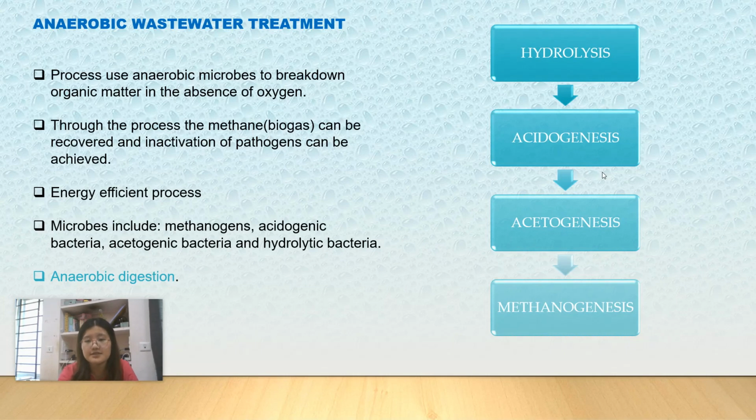In the third step, which is acetogenesis, the volatile fatty acids and alcohols are oxidized into acetic acid and carbon dioxide molecules. Acetogenic bacteria like Syntrophomonas are obligate producers of hydrogen. So we also get hydrogen molecules in this acetogenesis step.